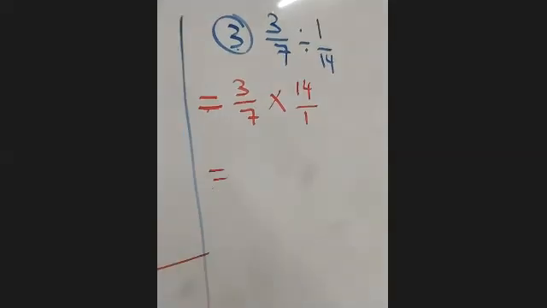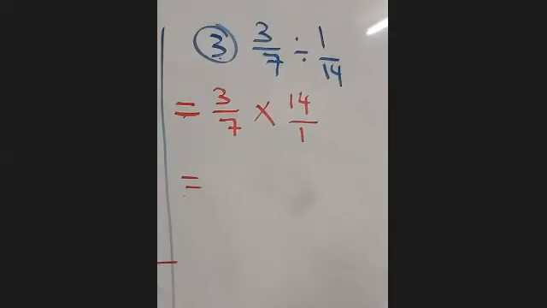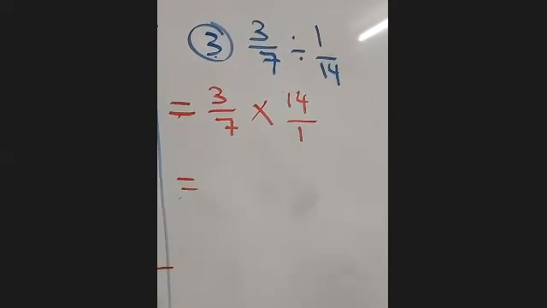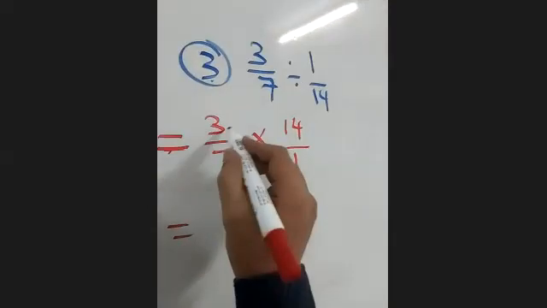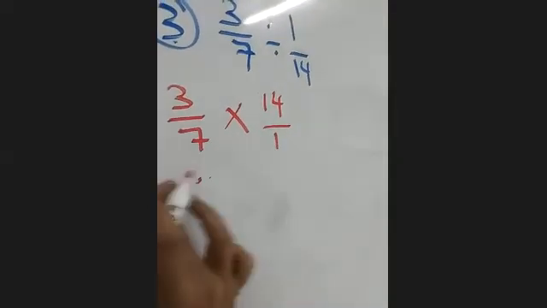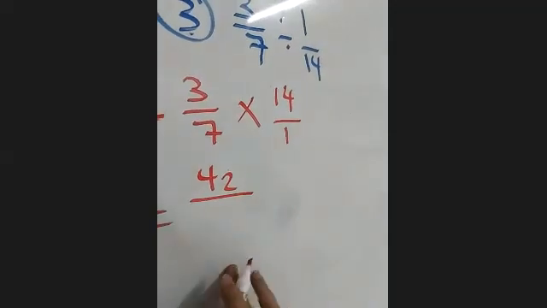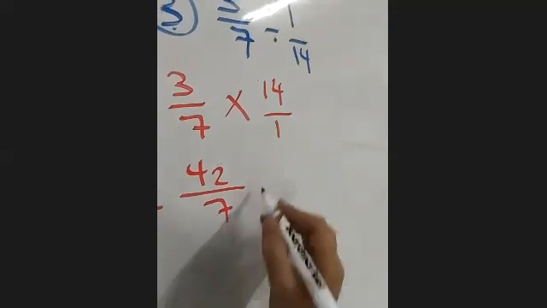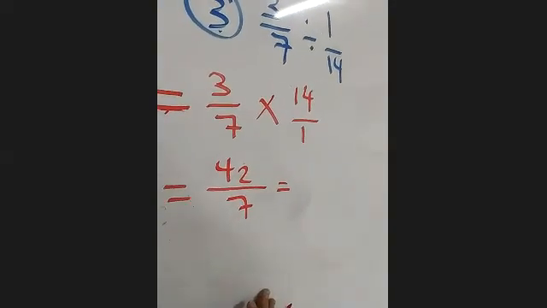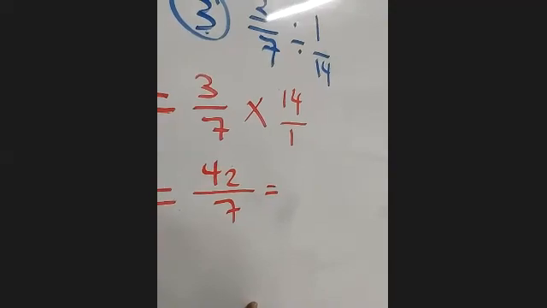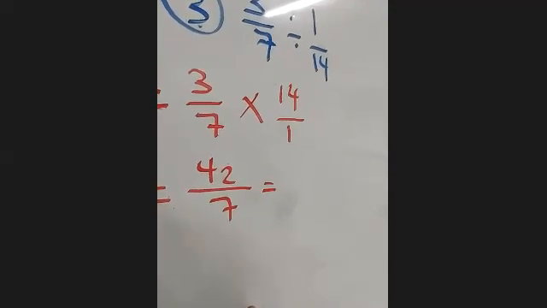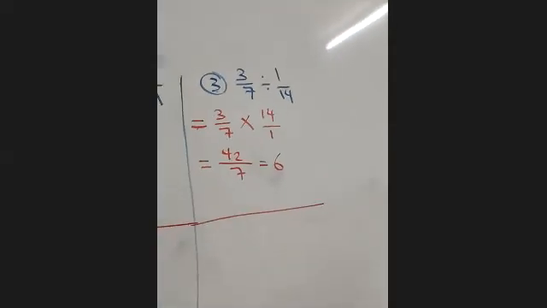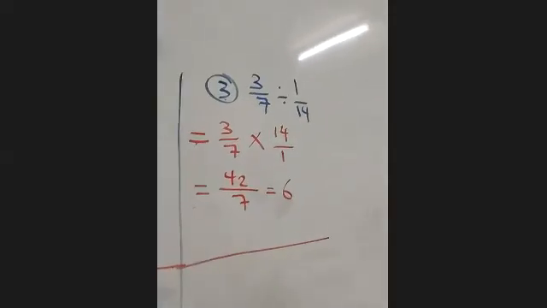Then 14 multiplied by 3 equals 42. 3 times 14, guys, is 42, over 7 times 1, which is 7. 42 over 7 is equal to 6 over 1, which is equal to 6. 42 divided by 7 is 6.